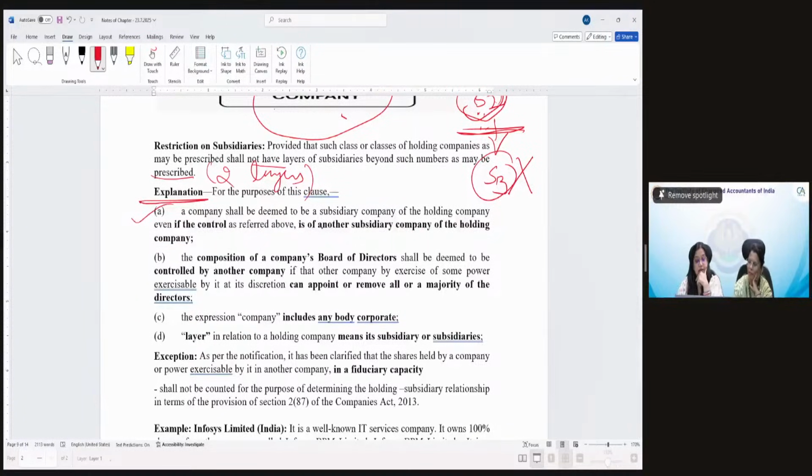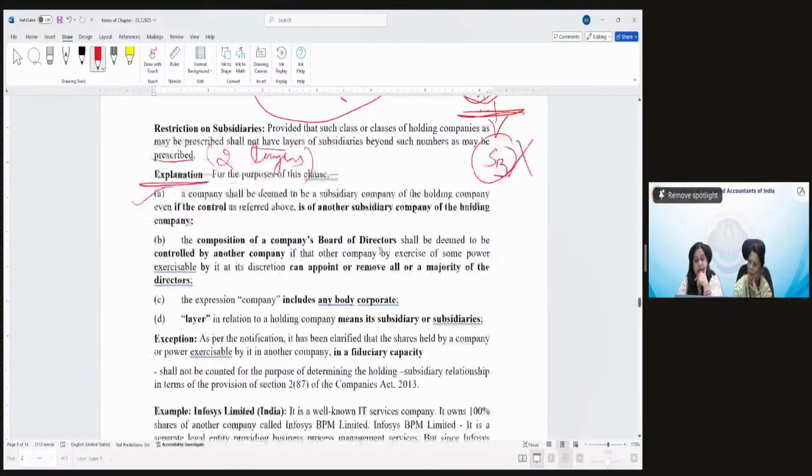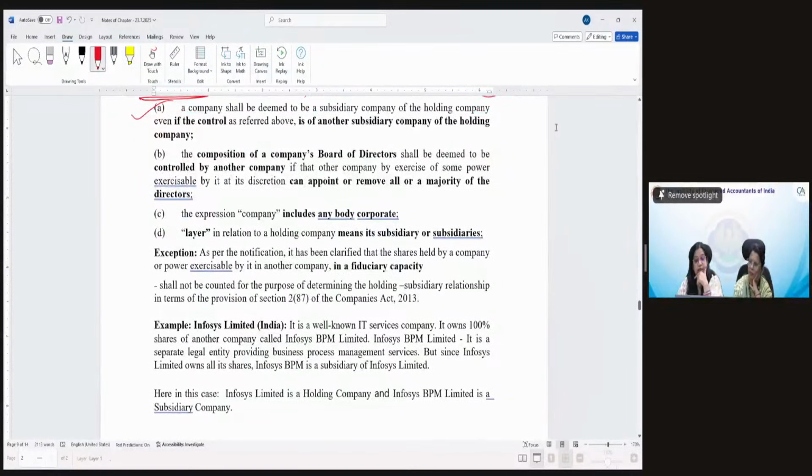Then the composition of the board of directors shall be deemed to be controlled by another company if it has the power to appoint or remove.